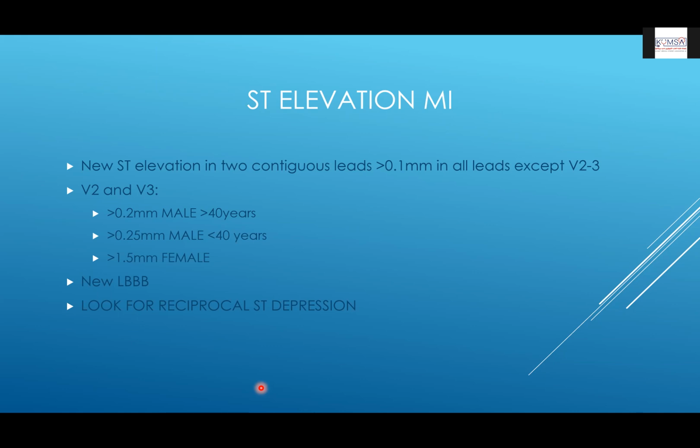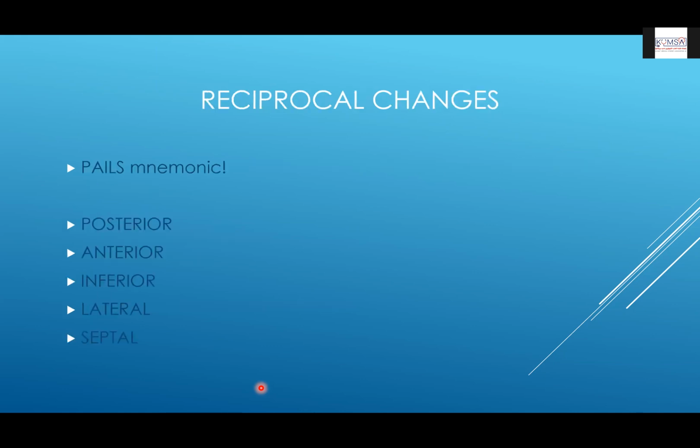In addition to ST elevation in certain leads, we look for something called reciprocal changes in other parts of the heart. And I'll show you what I mean by that. So reciprocal changes, we use something called the Pales mnemonic. So if you're suspecting a posterior ST elevation MI, you may get an ST depression in the anterior leads. And if you get an ST elevation in the anterior leads, then you may get ST depression inferior. ST elevation inferior causes ST depression in lateral, and so on. When it comes to the lateral ST elevation, it may cause ST depression both in inferior and septal leads. So that's something I'll show you later on as well.